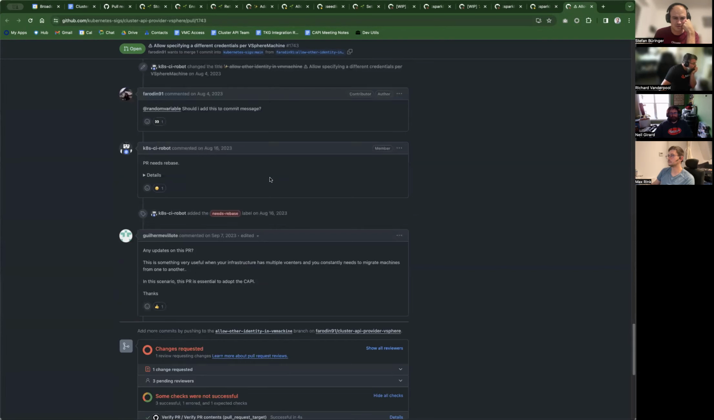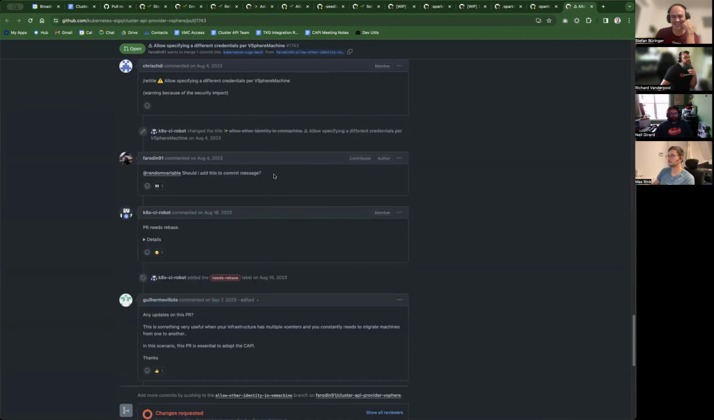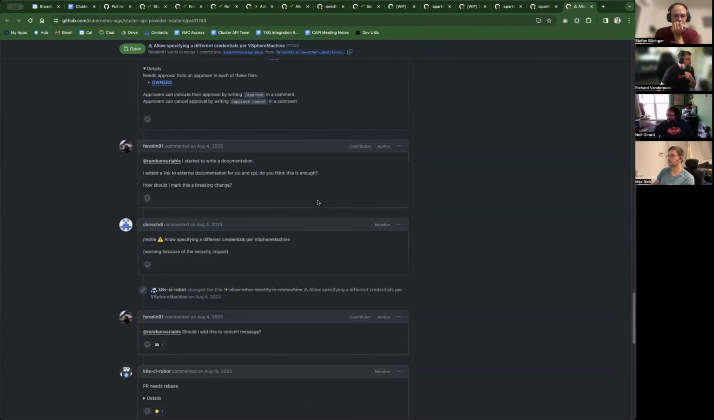Yeah, not much going on here. I don't really have a spontaneous take on it. Yes, it's something that we're going to need to support as well. Multi vCenter in CAPV, so this is something we're interested in for sure.